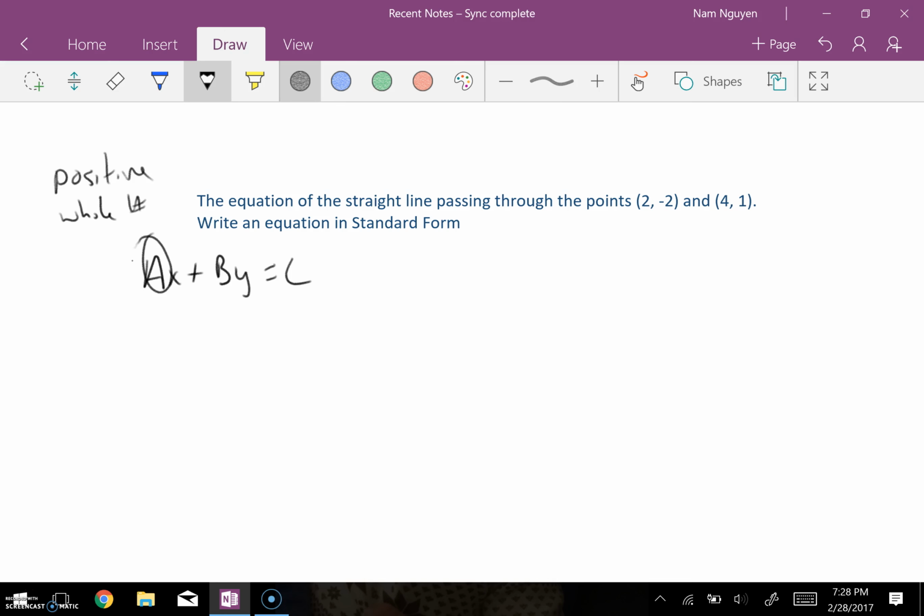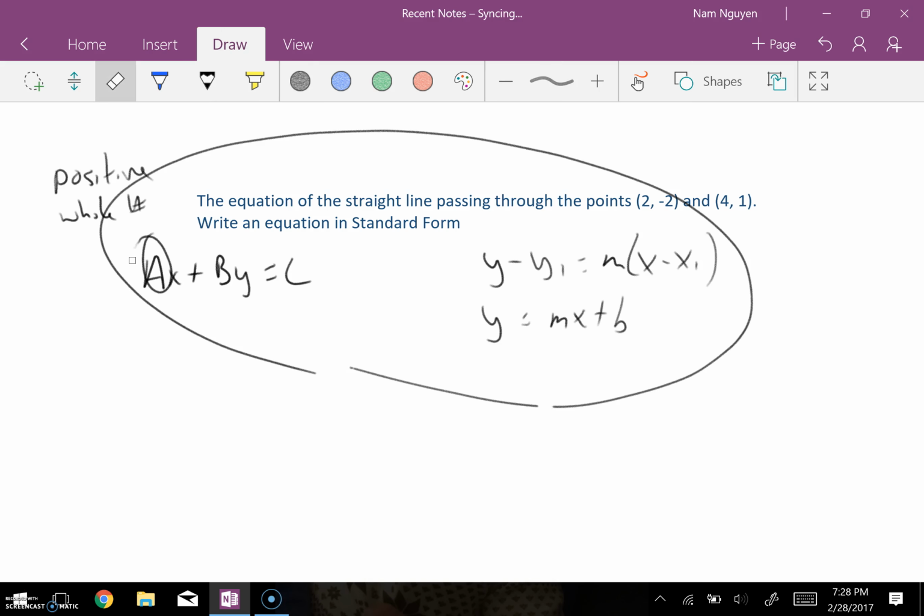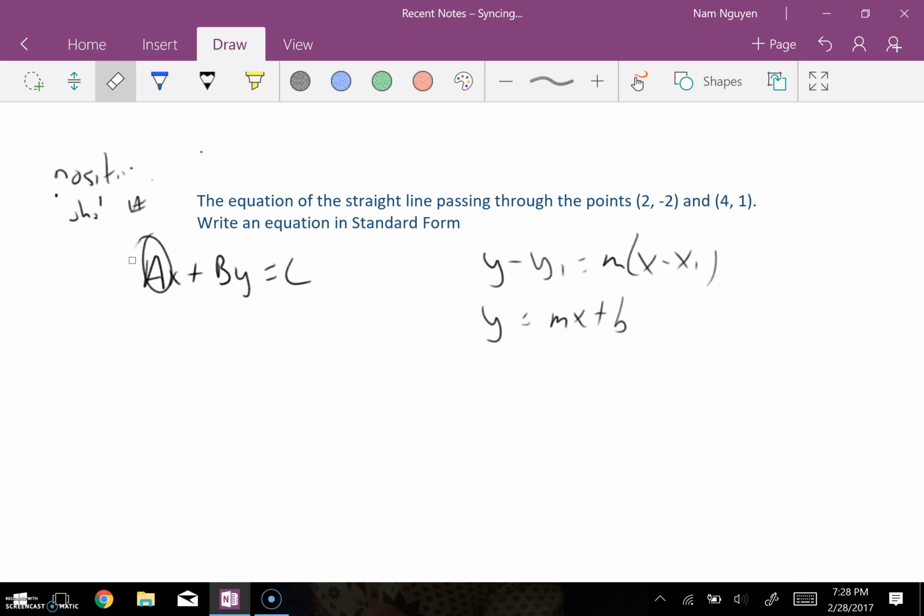Okay, so given 2 points, (2, -2) and (4, 1). I'm also going to use point slope form today. If you want to, you can definitely do slope intercept form, and hopefully by now we realize that all 3 of these forms are exactly the same thing. They just look different, but they are the exact same line because they come from the exact same 2 points.